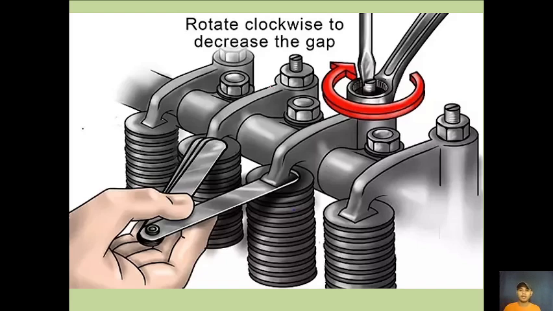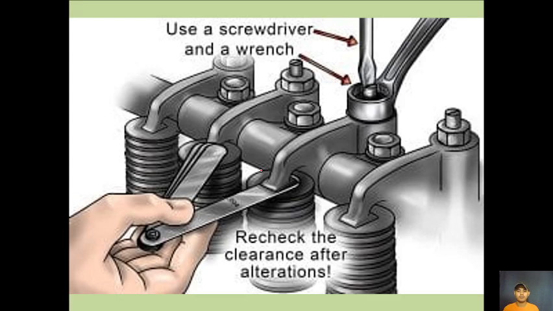Okay, so the lock nut was loosened, and then rotate this adjustment screw, and then put a feeler gauge in here depending on the clearance that is given by the manual. Recheck the clearance after locking. If everything is okay, lock the lock nut and then recheck if the clearances are correct.